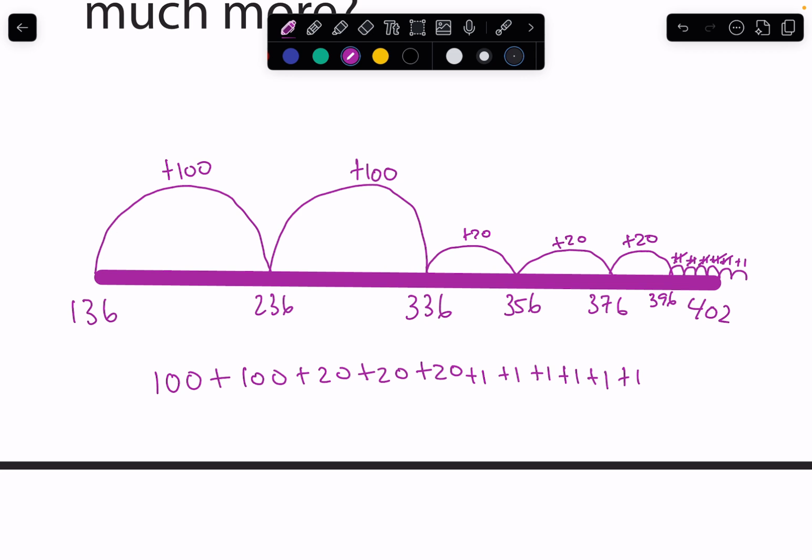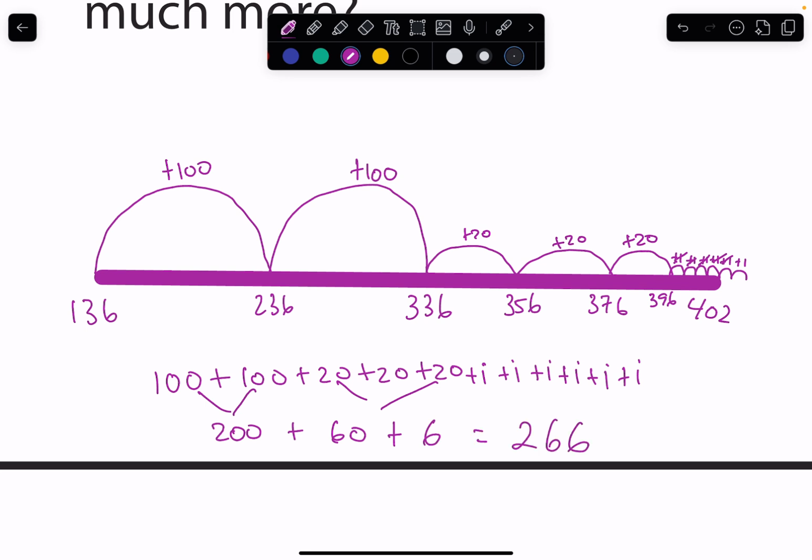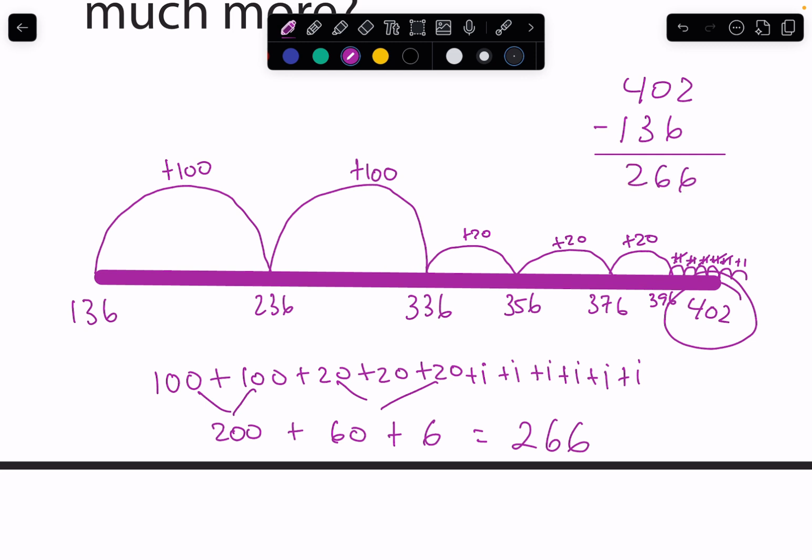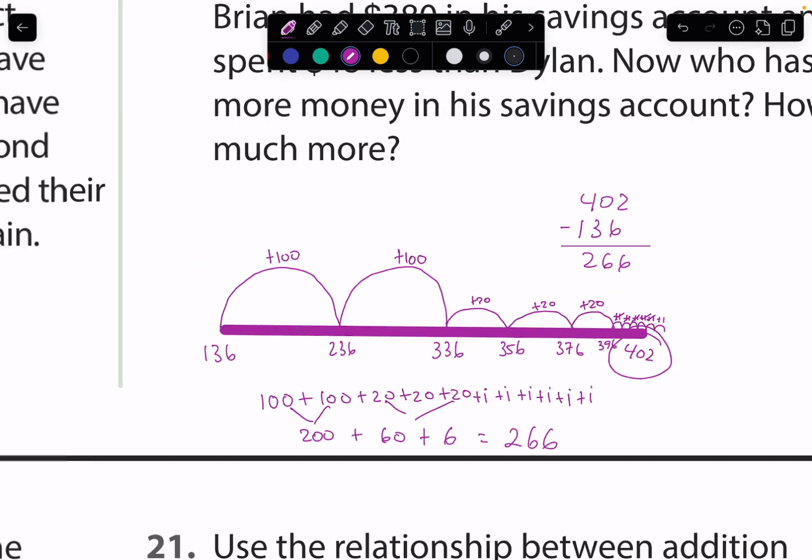Let's clean this up a little bit. 100 plus 100 is 200. 20 plus 20 plus 20 equals 60. 60 plus 1, 2, 3, 4, 5, 6. 266. So now we have, again, 402 minus 136 equals 266. Let's try another example this way.